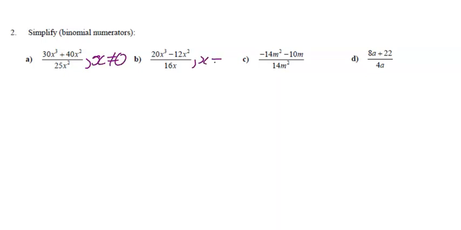Nice thing about monomial denominators is it's just that the variable can't be 0, right? That's always the restriction. Okay. There's no factored form of that. It's not a binomial. There's no two terms. We don't have to solve anything. Just say, hey, the variable can't be 0. All right. So factor the numerator.